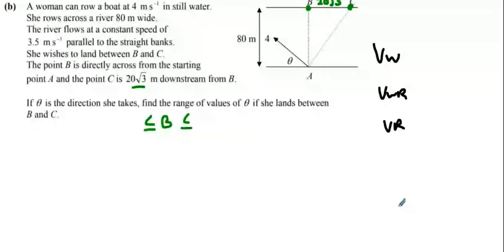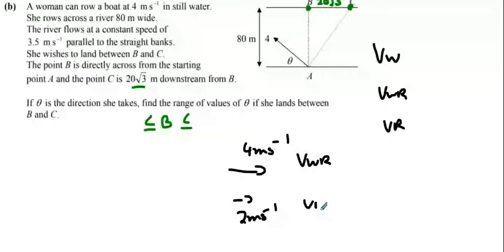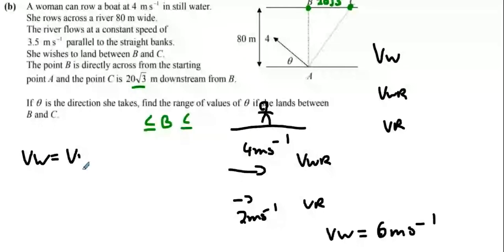Now please remember, there's a trick here. Imagine, for example, you're paddling and you can paddle at 4 meters per second in still water. That's actually the velocity of the woman in the river. Imagine the river's going 2 meters per second, and that's the velocity of the river. Therefore, to an impartial observer on the bank, they would see the woman traveling at 6 m/s. Essentially, the velocity of the woman equals v_WR plus v_R. That's the equation we're looking at.